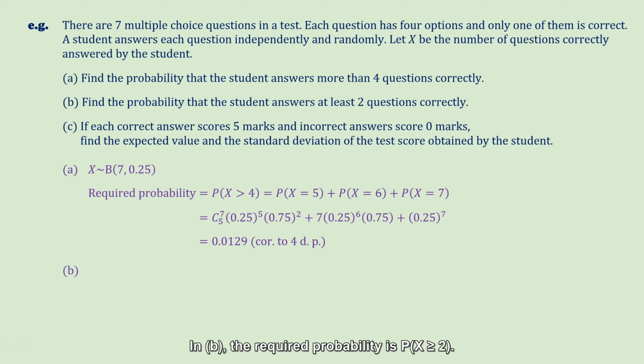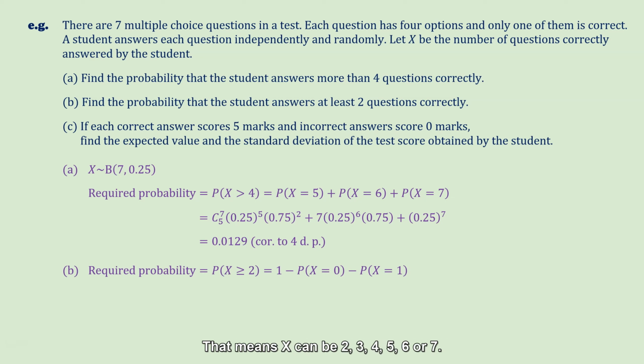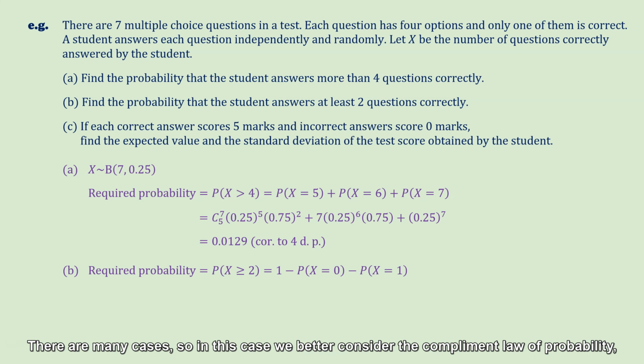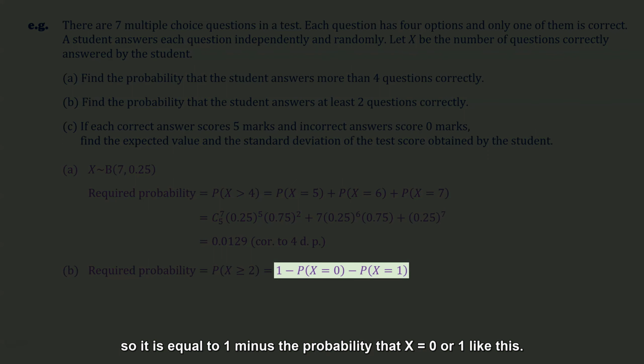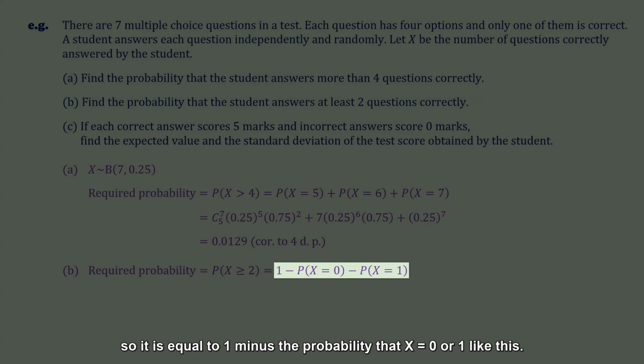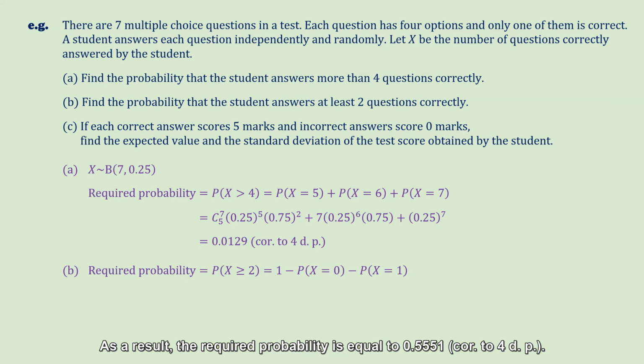In part B, the required probability is the probability that X is greater than or equal to 2. That means X can be 2, 3, 4, 5, 6, or 7. There are many cases, so in this case we better consider the complement law of probability. So it is equal to 1 minus the probability that X is equal to 0 or 1, like this. As a result, the required probability is equal to 0.5551, correct to 4 dp.